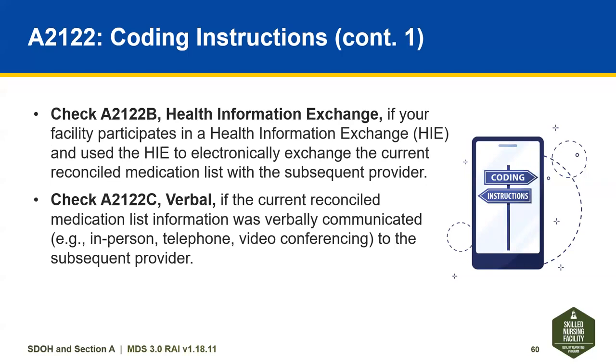A2122B, health information exchange, would be checked if your facility participates in a health information exchange or HIE, and uses the HIE to electronically exchange the current reconciled medication list with the subsequent provider. You will check A2122C, verbal, if the current reconciled medication list information was verbally communicated, so that would be either in person or on the telephone or via video conferencing to the subsequent provider.